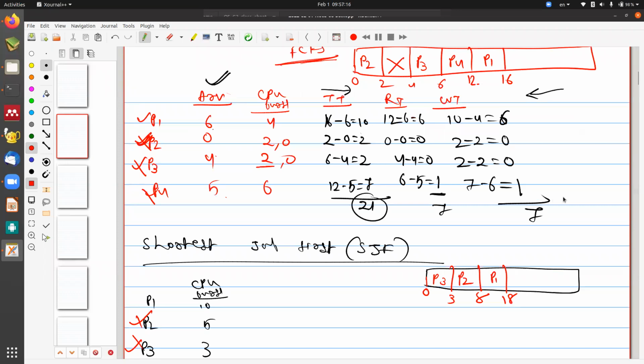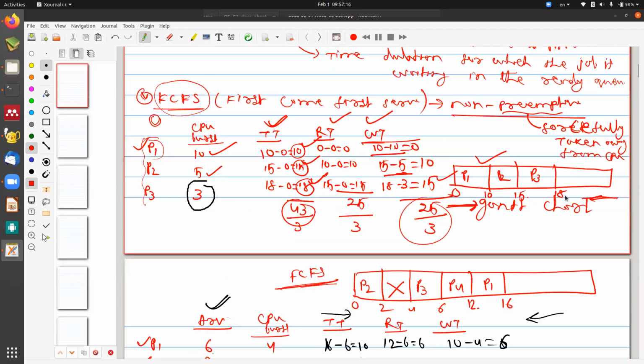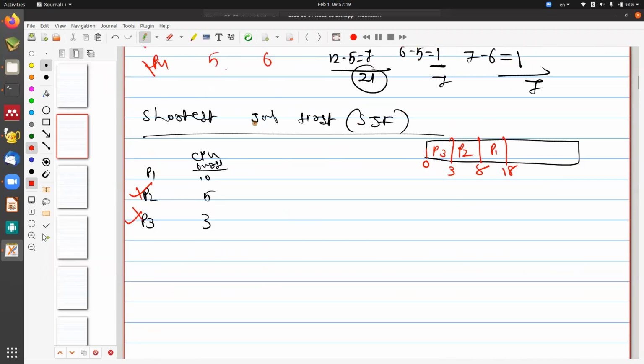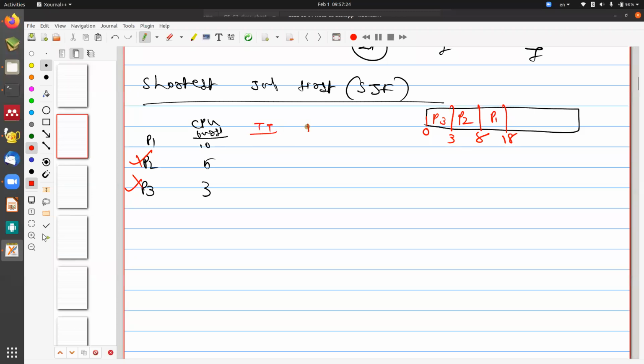But can you quickly tell me the turnaround time, response time, and waiting time for this? When did P1 complete? At 18, and it arrived at 0, so 18. P2 completed at 8, arrived at 0, so 8. P3 completed at 3, arrived at 0, so 3.